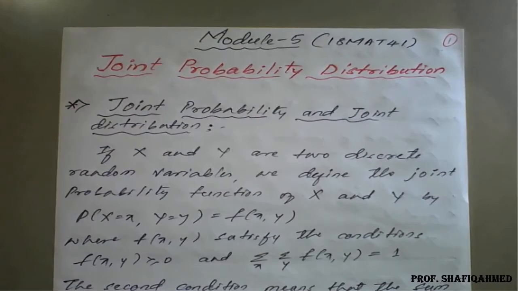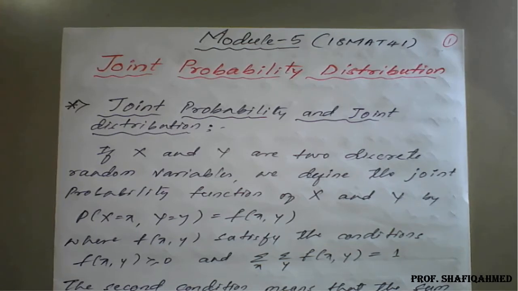Dear students, in today's class we'll start the next module, module number 5, that is joint probability distribution. So here we have seen in the previous class only the probability distribution. Here we'll see a joint. So what do you mean by joint here?